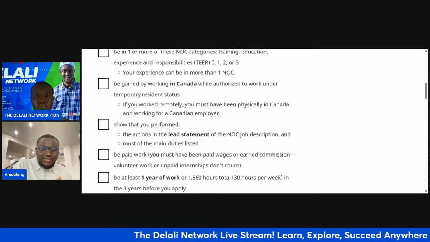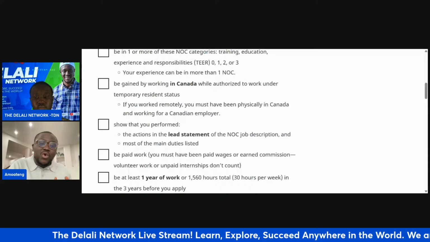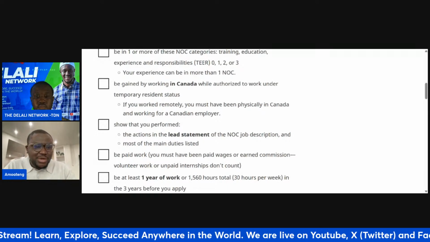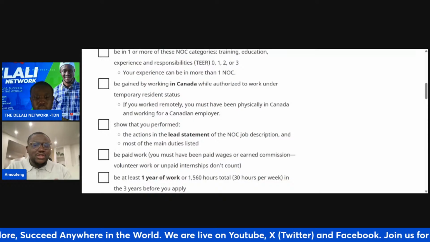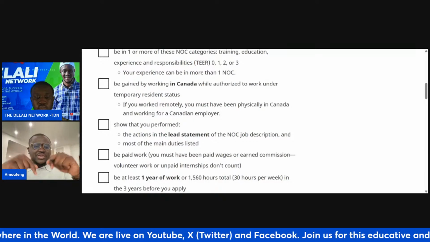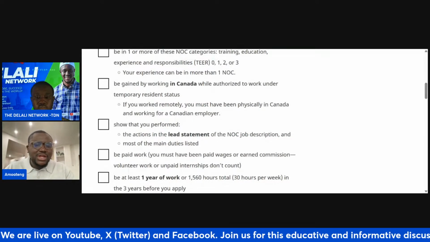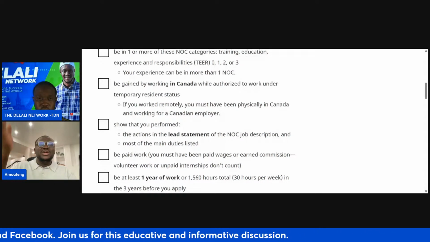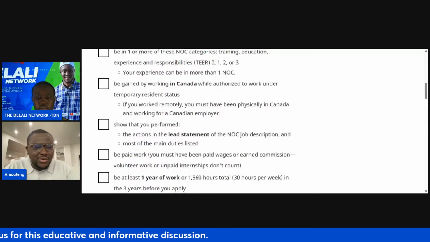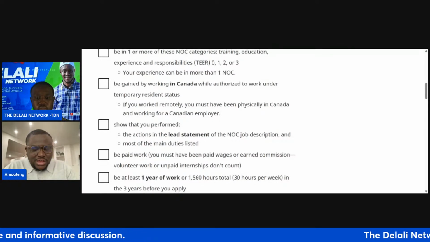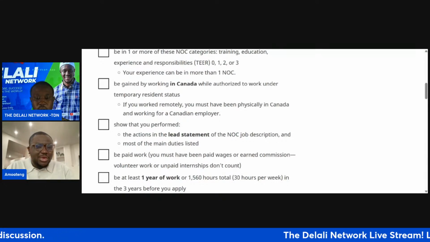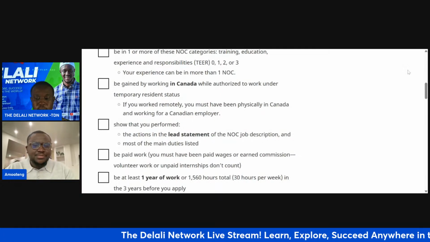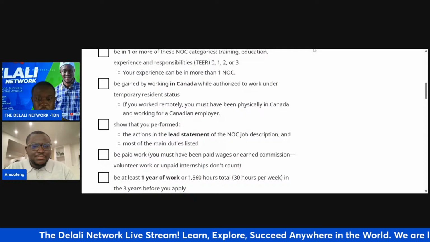So this answers it, right? Even if it's remote work and you are outside Canada, now you have the explanation there. They are saying if you worked remotely, you must have been physically in Canada while working for that employer. If you get a remote job and you are just outside Canada, they don't consider it as Canadian work experience for the purpose of the IRCC Express Entry Canadian Experience Class. Okay, thank you very much for that clarification.